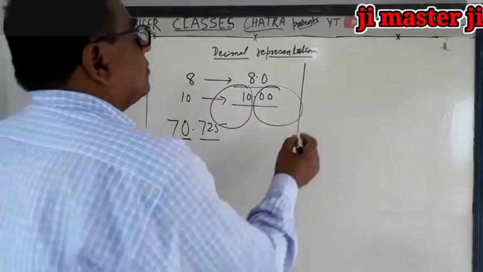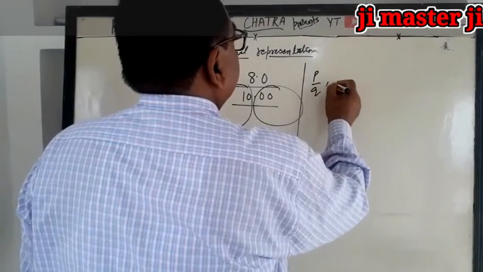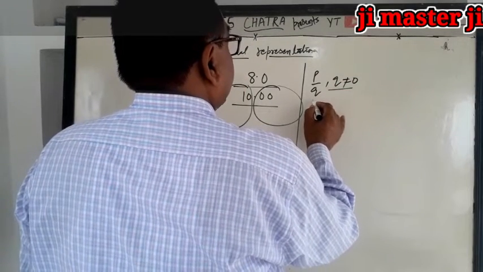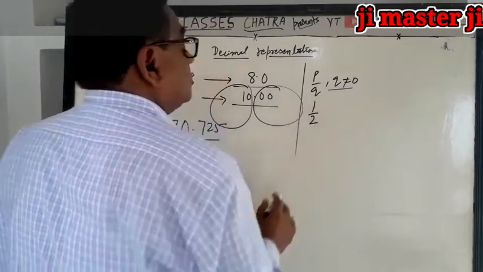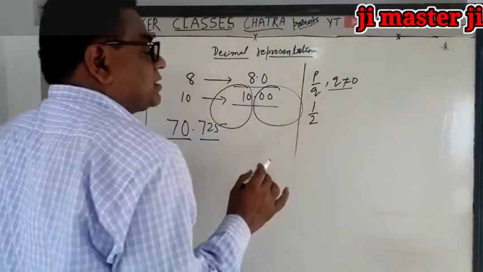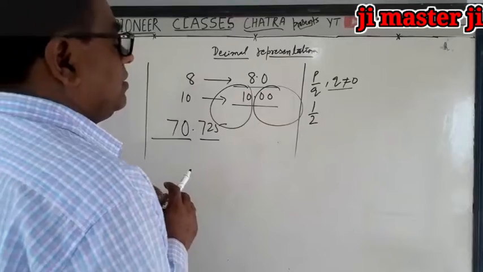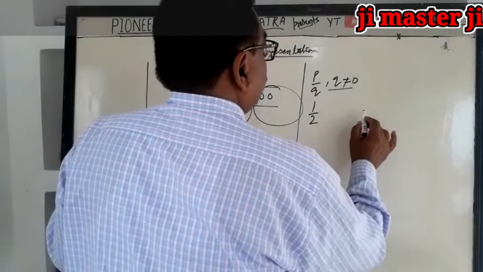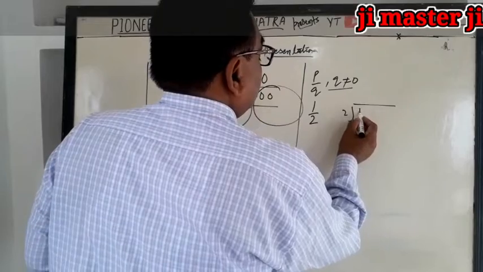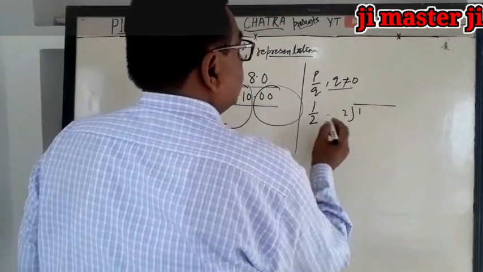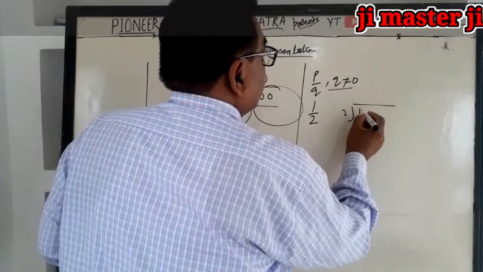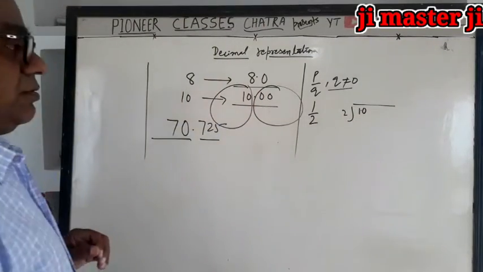But what about a rational number? As you know, a rational number is of the form p by q, q is not equal to 0. So let us take an example, 1 by 2. If we express this number, how can we express? We divide 1 by 2. Here is 1, so it is less than 2. So we put a decimal here and we can take a 0.